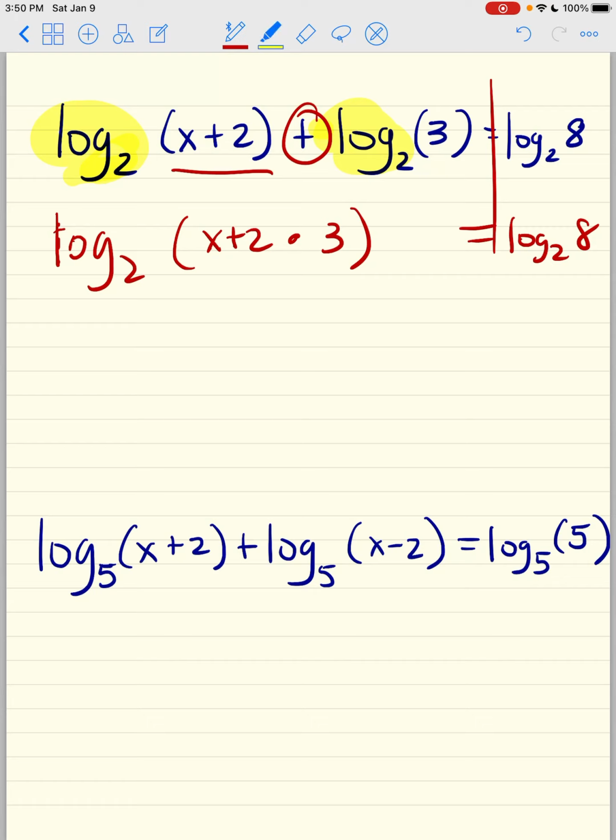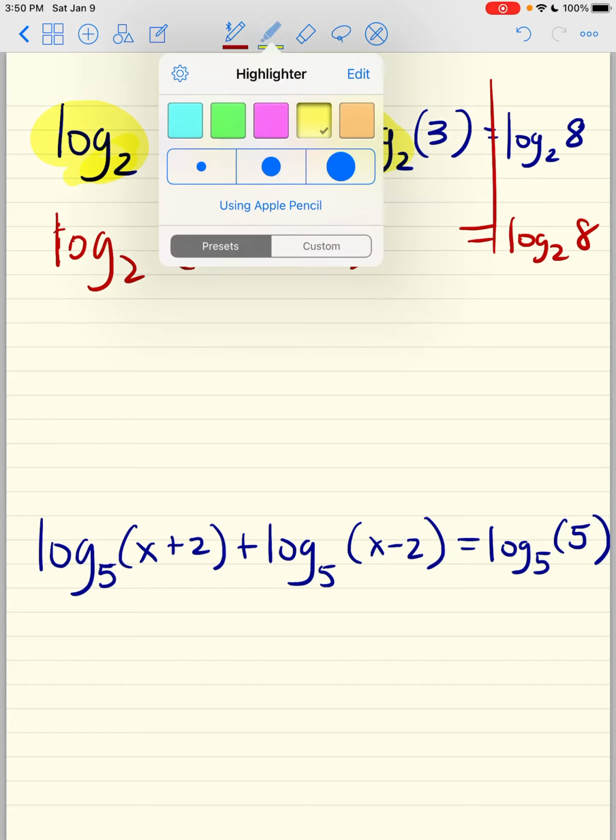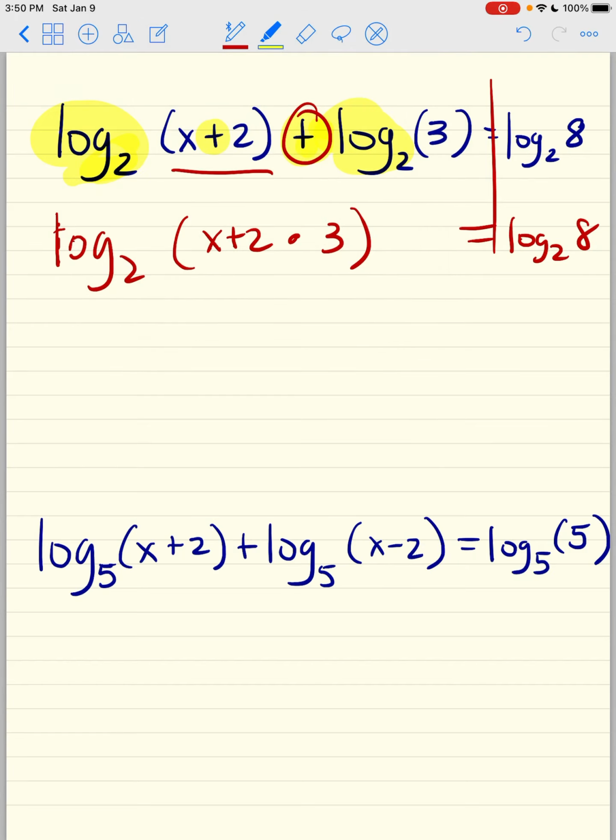Now, some of you might say, wait, what about this? Shouldn't that be a plus? Actually, first of all, that's very good that you thought that way. But the only time a plus becomes a multiplication when you're dealing with logs is if the plus sign is in front of the log. Since this plus sign is in front of this log right here, it becomes a multiplication. No other one will ever become a multiplication, okay? Same with the division sign. If the minus is in front of the log, that's the only time.